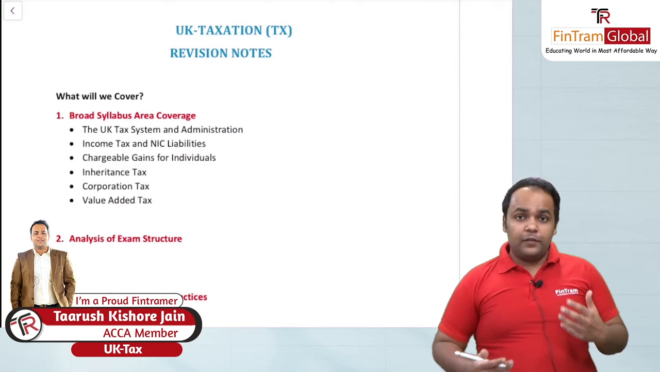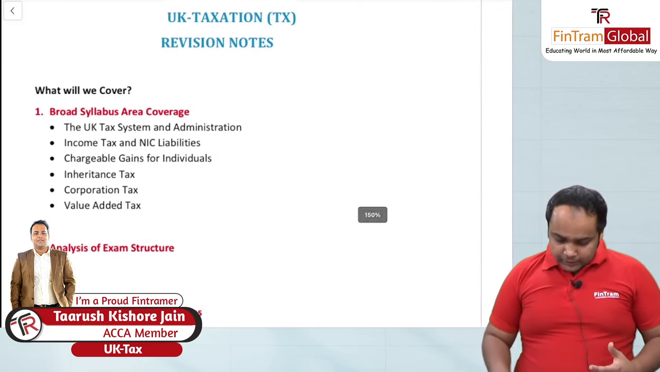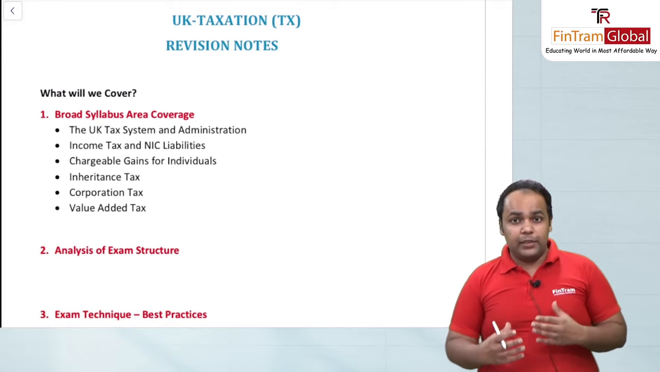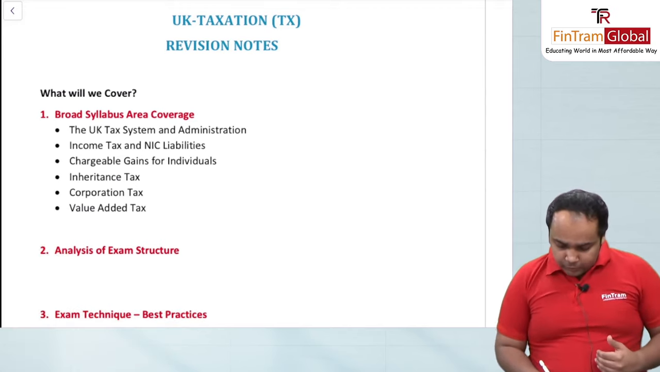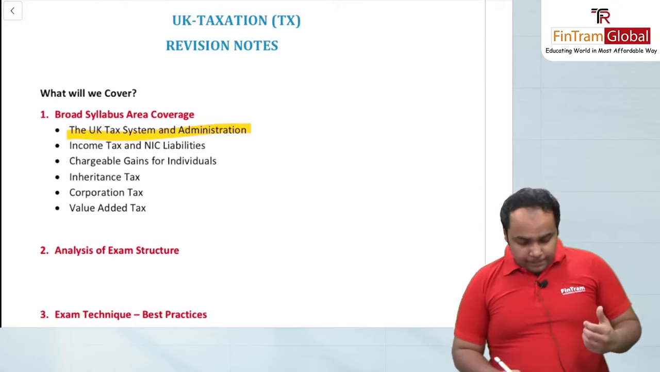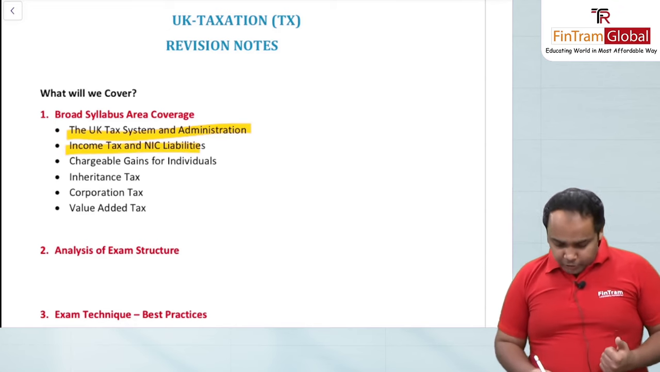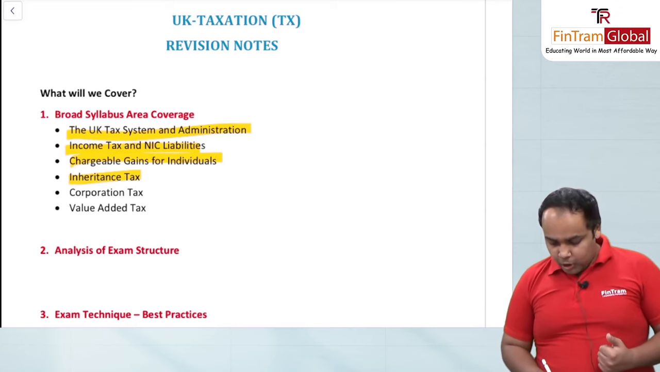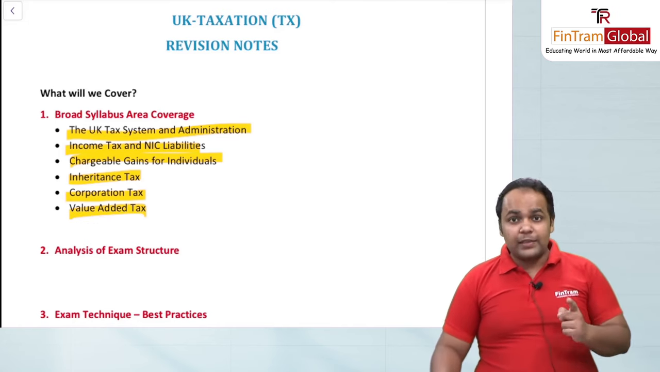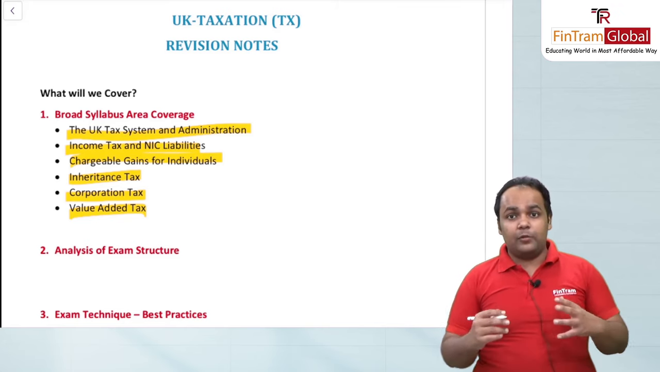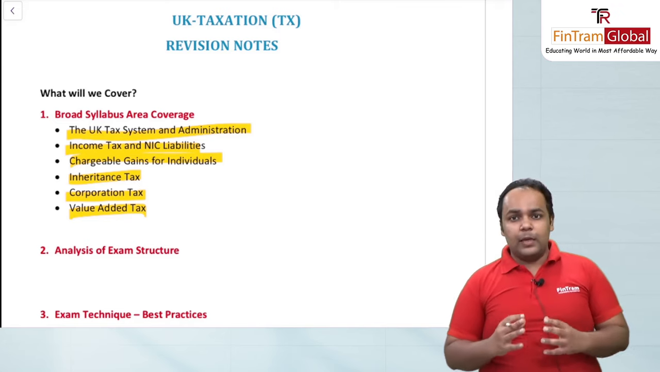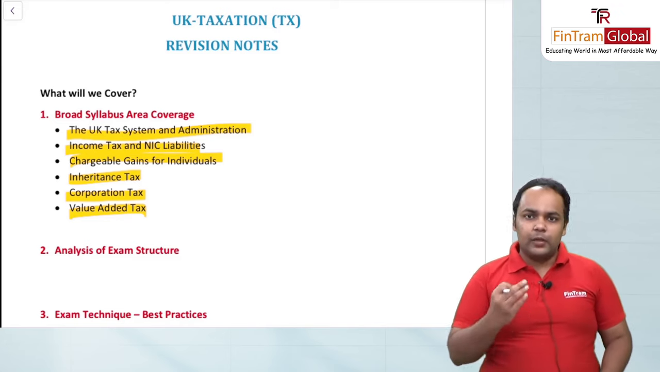So briefly, what we'll cover in the session today is summarizing the six key areas of the ACCA UK tax curriculum. These include the UK tax system and administration, income tax and NIC liabilities for individuals, chargeable gains for individuals, inheritance tax, corporation tax and value-added tax. Remember guys, all of these we have covered in 26 sessions individually. Now we're all bringing them together so that you have one place, one session where all the concepts that we have learned are accumulated and summarized for you.